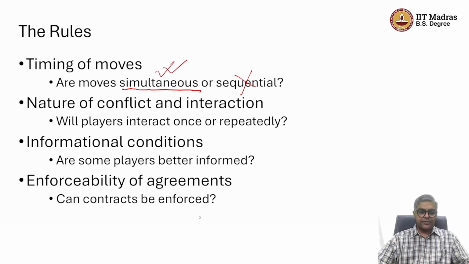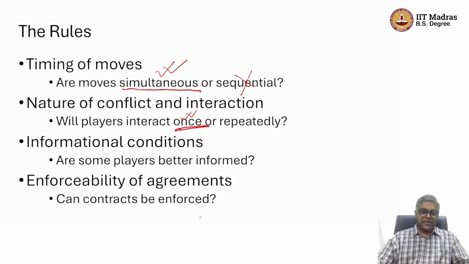What kind of conflict or interaction are they having? What is the nature of conflict? Are they interacting only once or are they interacting repeatedly? We do not know. In this story, it seems like they are interacting only once and the jail term will be decided. Because if there is a repeated interaction, and we will discuss it in future, it matters: their reputation would matter, their future would affect their behavior in the present, but here they are interacting only once.